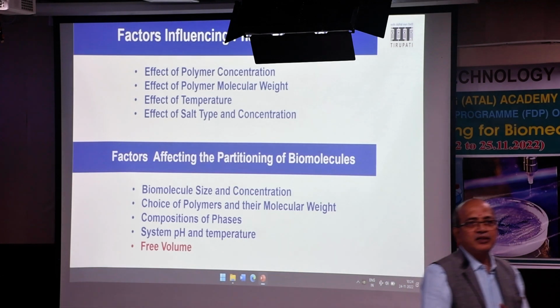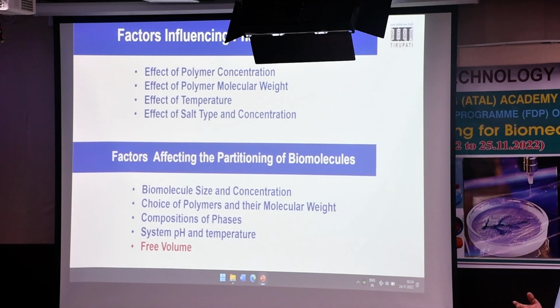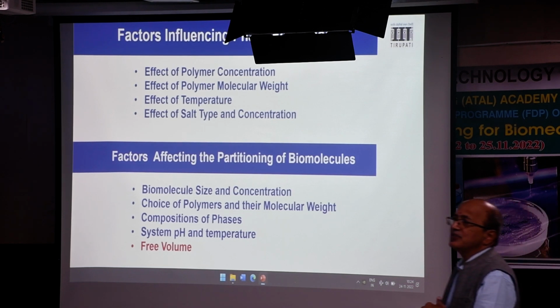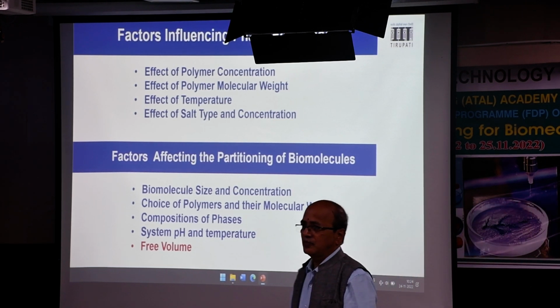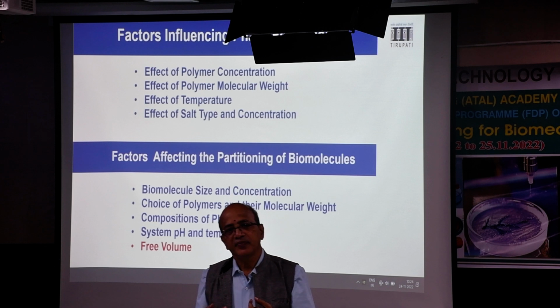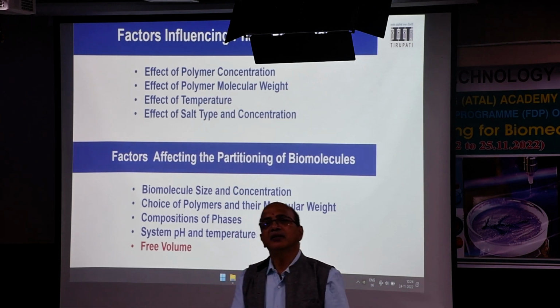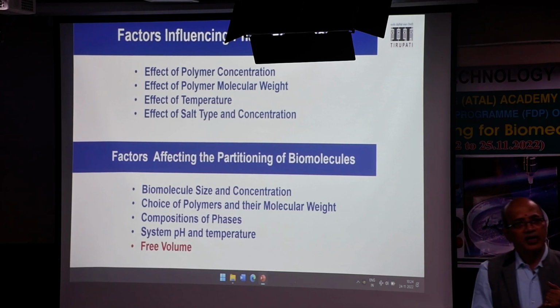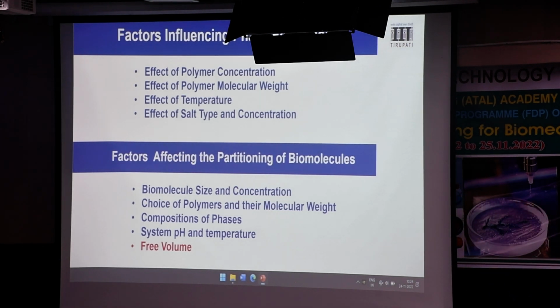How do I measure that? Density. What is density? It is weight by volume. I reverse that: it is volume available per unit mass. So I measure the density of the top phase and the density of the bottom phase, and reverse it. I will get the volume per unit mass of the top phase and bottom phase. I will know where there is more free space.